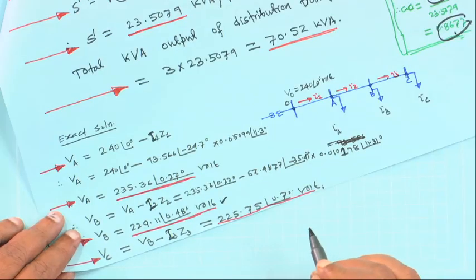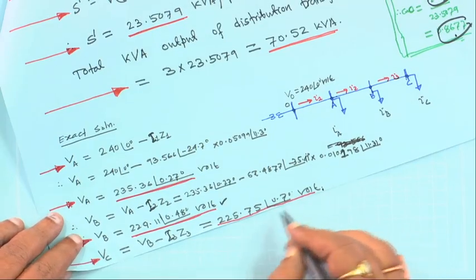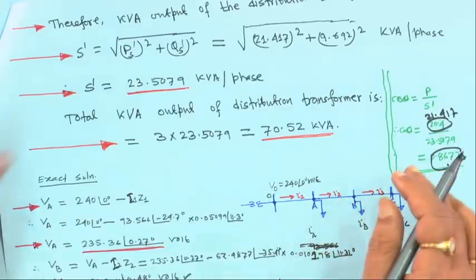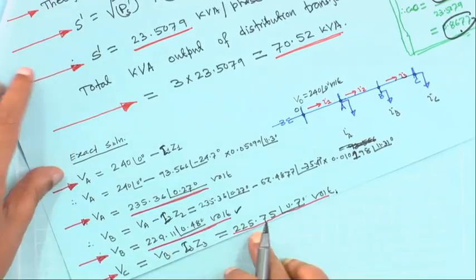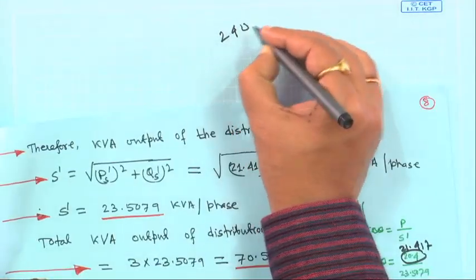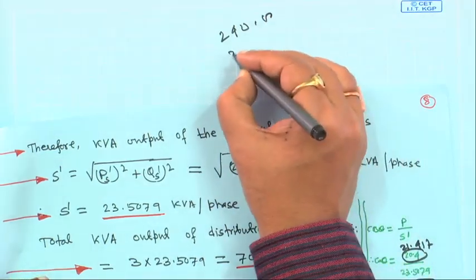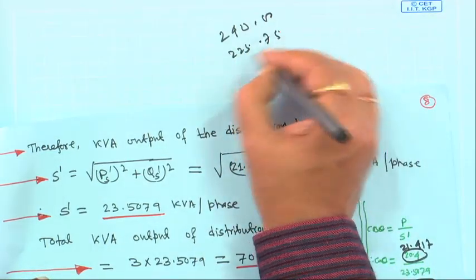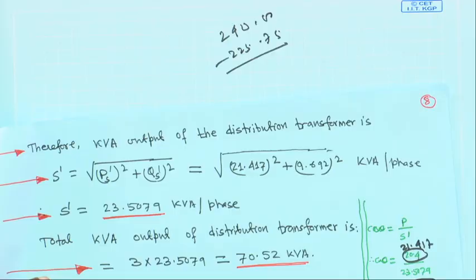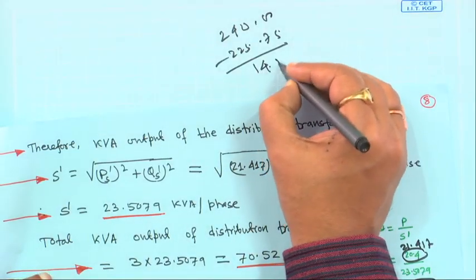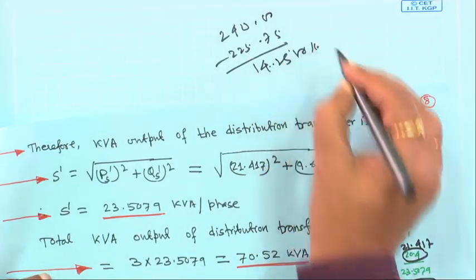So all the node voltages at A, B, C you will get this much. Earlier the end point voltage was 225.75, and the substation voltage was 240.00. If you subtract here, it will be 14.25 volt, right.